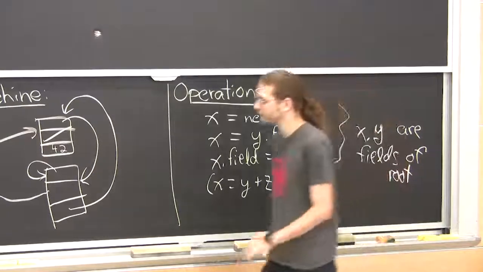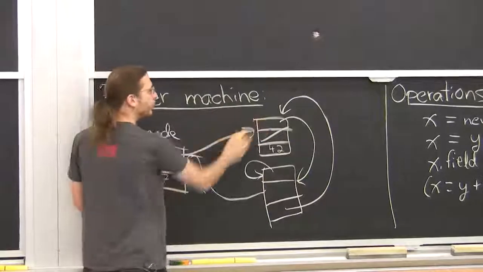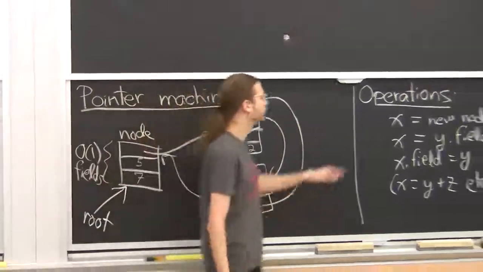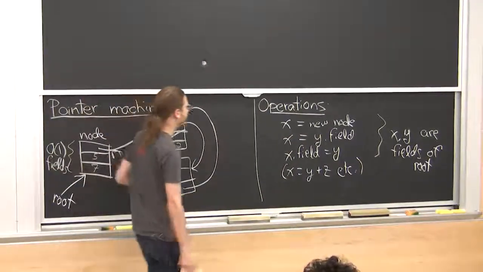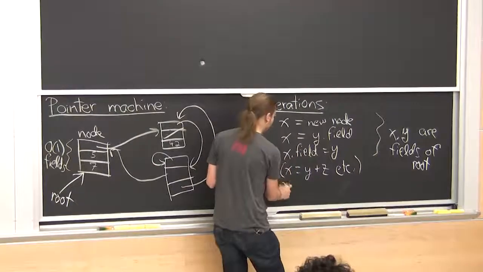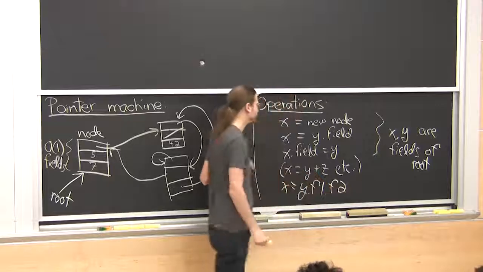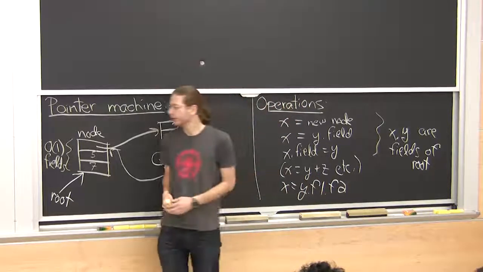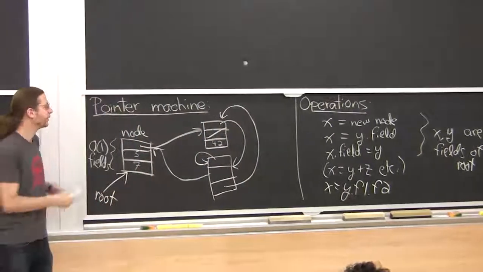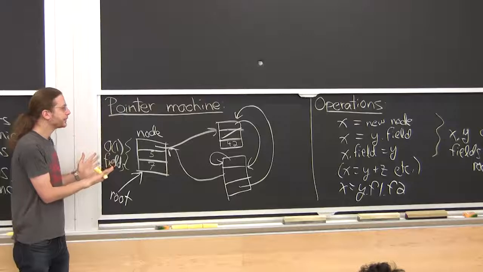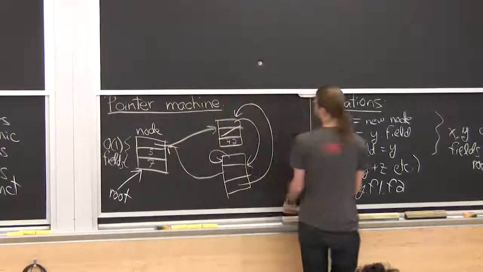You're always working relative to the root, but you can look at the data, basically follow this pointer by looking at the field. You could set one of these pointers. I think I probably need another operation here, like x equals y dot field 1, field 2, that sort of thing, and maybe the reverse. But you can manipulate all nodes via the root. That's the idea. You follow pointers, do whatever. So pretty obvious, slightly annoying to write down formally, but that is the pointer machine.